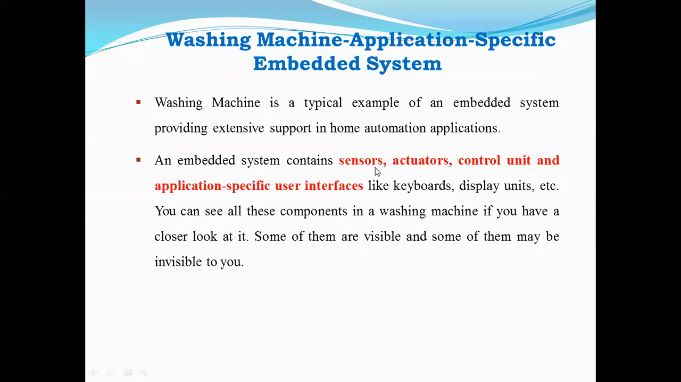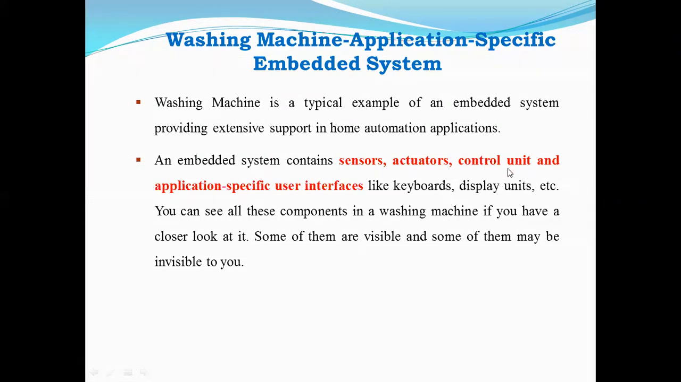So sensors sense the input variables and convert them into an electrical signal. Sensors are the input device side. Actuators are the output devices. Basically they will control the output, right? Based on the electrical signal, they will produce a particular output with respect to whatever input they get from the sensor. And the control unit is nothing but what will control all the sensors and actuators.